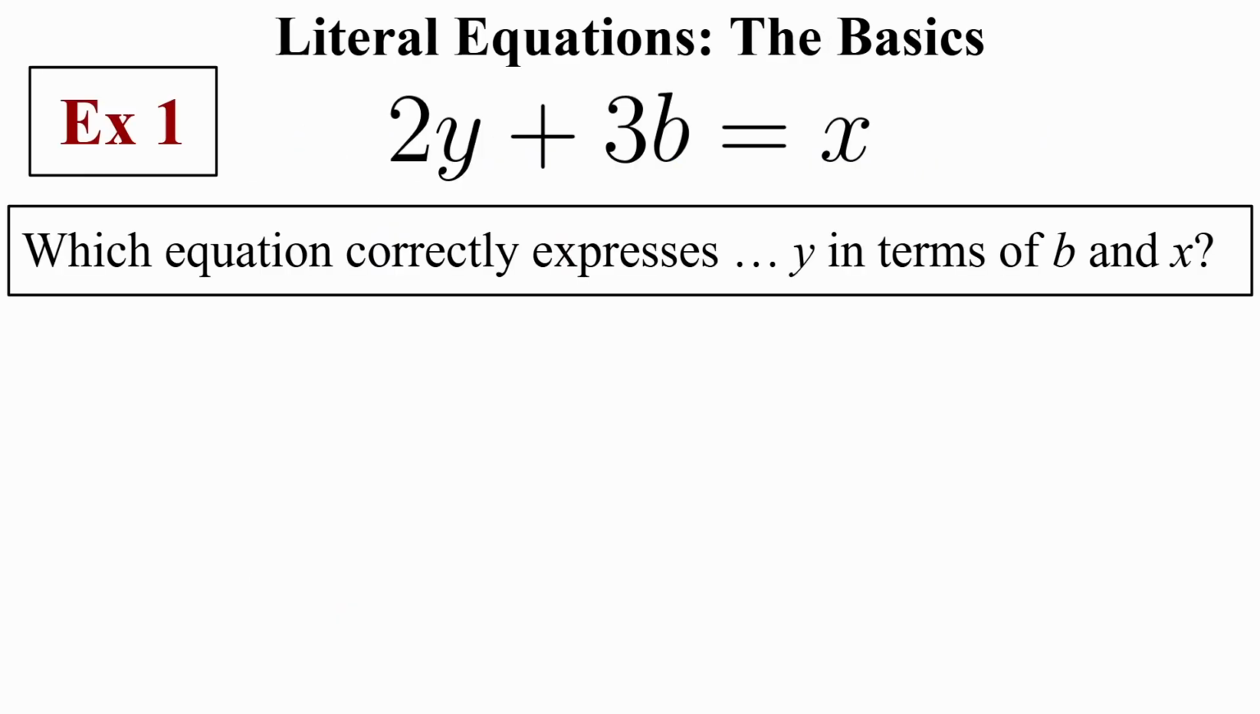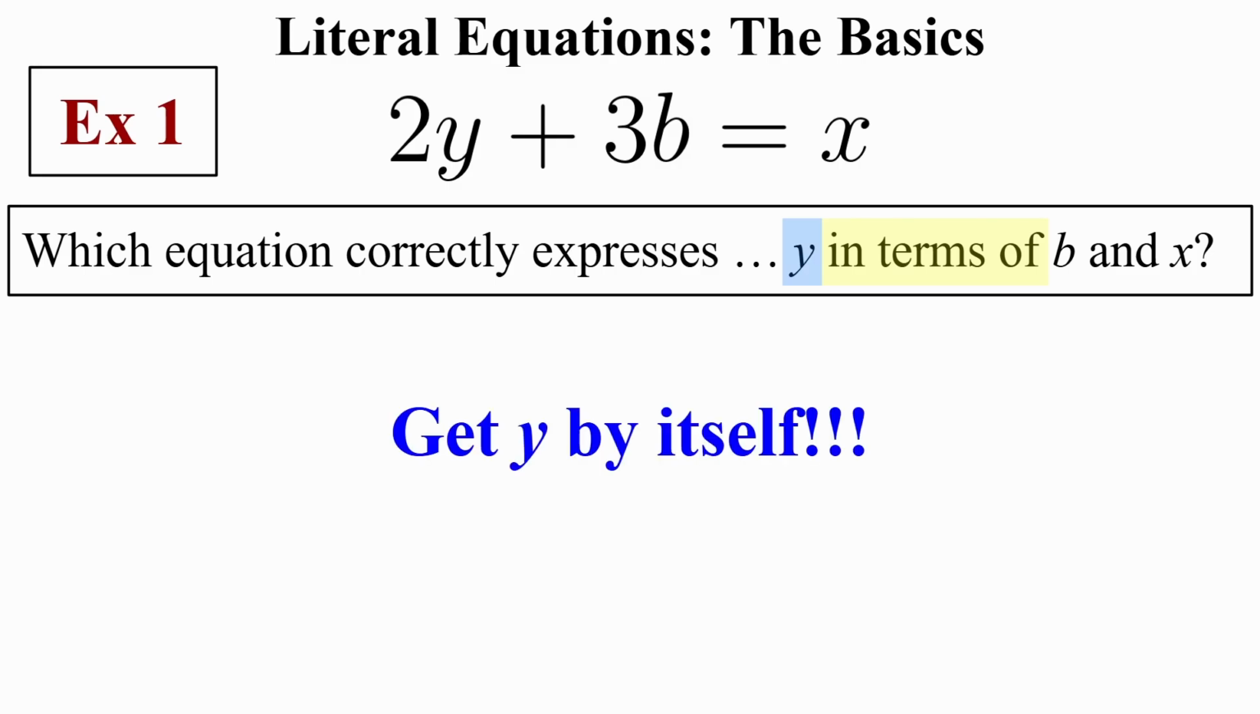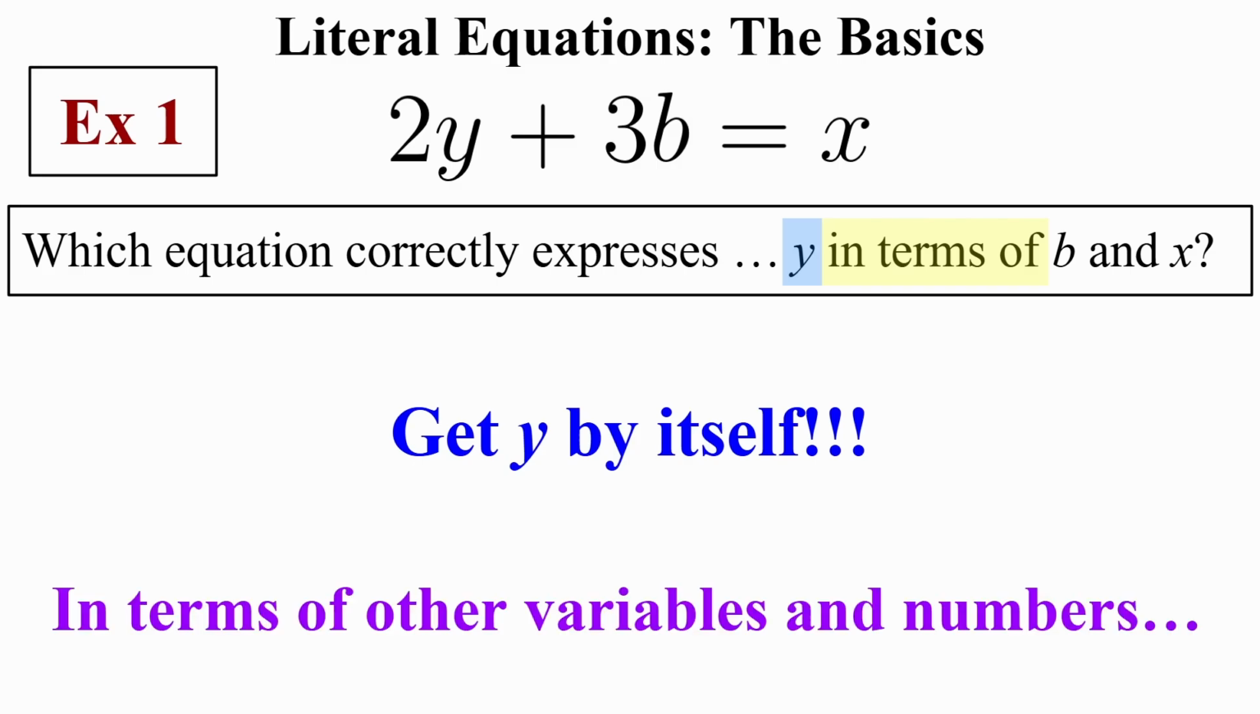Okay, this is our first example. You'll notice almost all these questions have this very important key phrase, in terms of. This phrase, in terms of, whatever comes before this, in this case y, is the variable we want to get by itself. So to make this more clear for the rest of the video, I am going to be coloring the desired variable in blue. So hopefully that will make it easier for your eyes to follow along while you're learning what's near the blue variable and what needs to get moved.